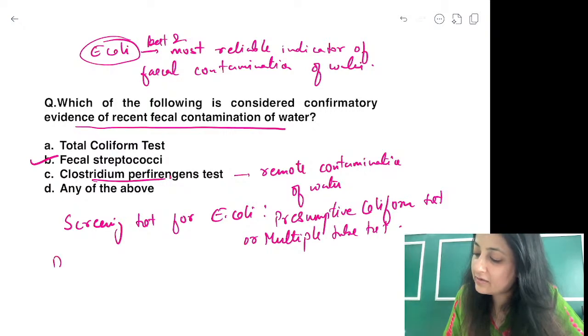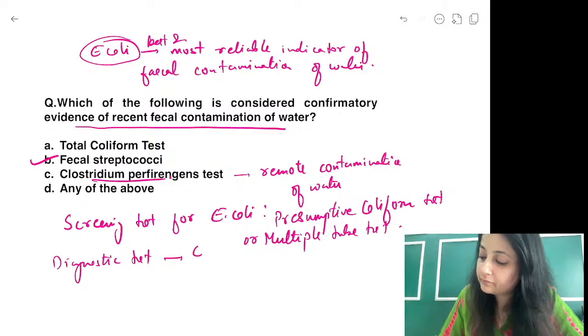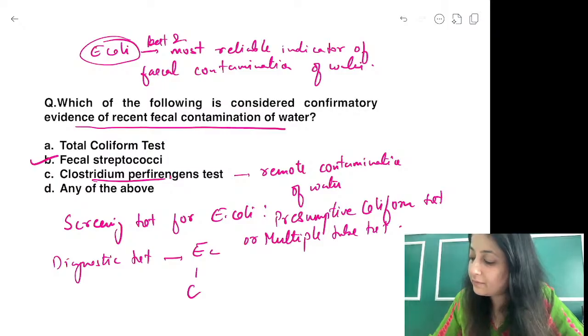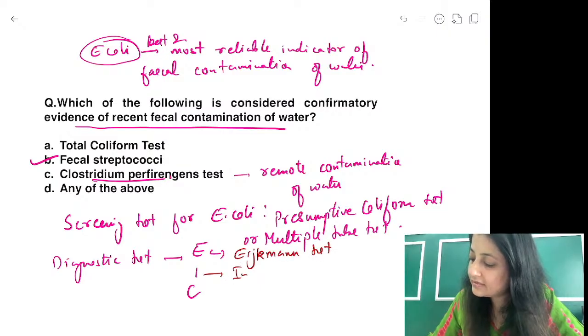And what is the diagnostic test? So the diagnostic test for E. coli, remember the mnemonic? EIC, IMViC test. For the diagnostic test, it is the IMViC test: indole test and citrate utilization.